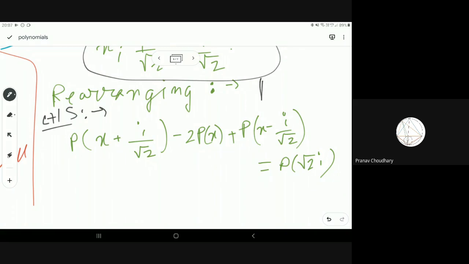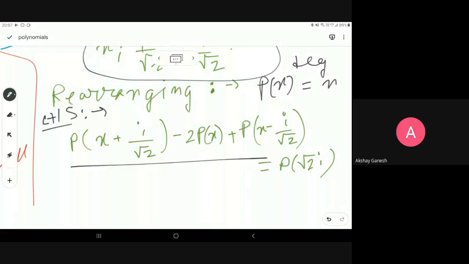Just tell me, if p of x is degree n, what is the degree of the LHS? Can you rephrase your question? I didn't hear it. This equation holds, right? Now I'm telling you, suppose p of x is degree n. Then what is the degree of LHS, the highest degree term of LHS?